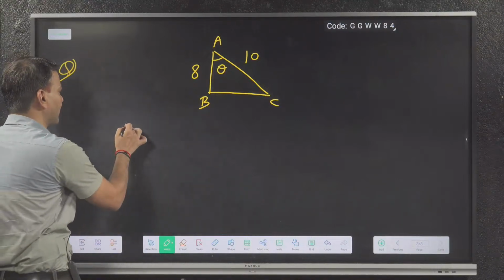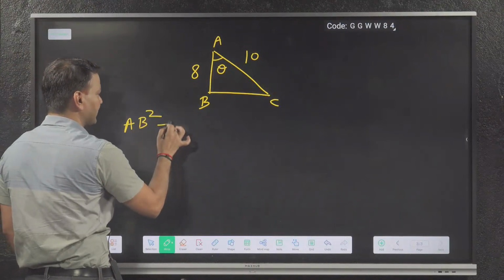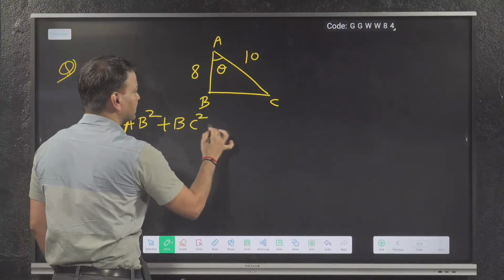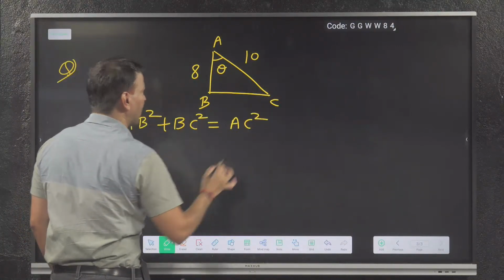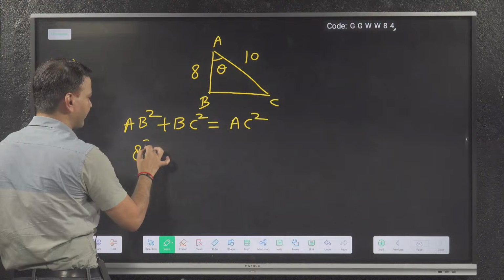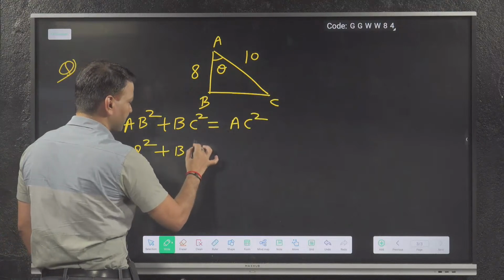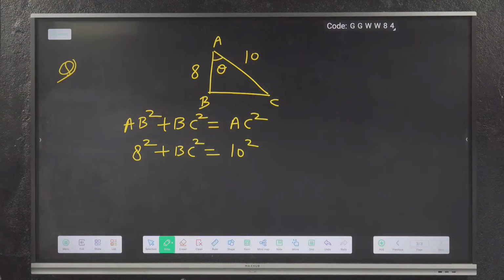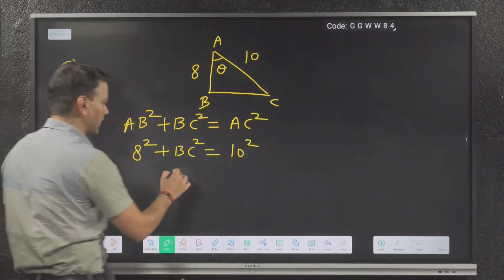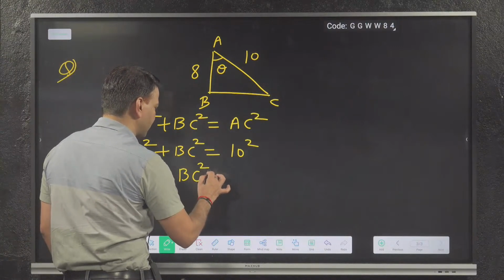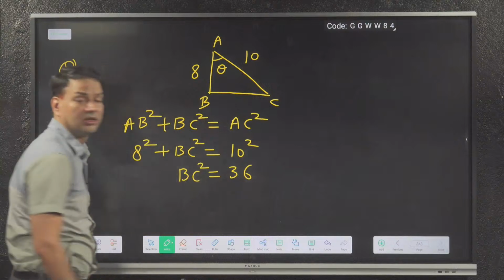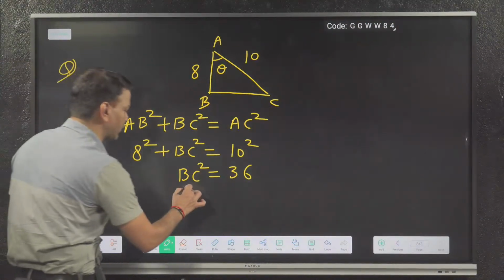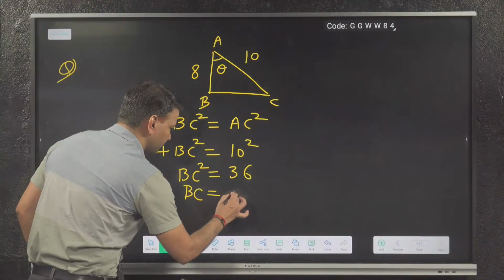So AB square plus BC square is equal to AC square. Now AB I gave 8, BC I don't know, AC I gave 10. 10 square is 100. 8 square is 64. Then BC square is 100 minus 64, that is equal to 36. Now what is BC? BC is equal to 6.